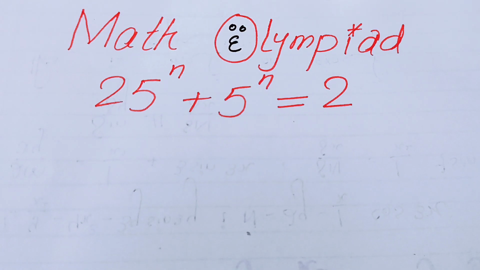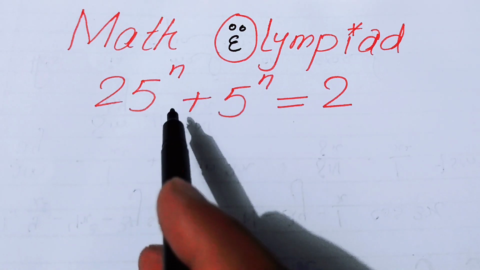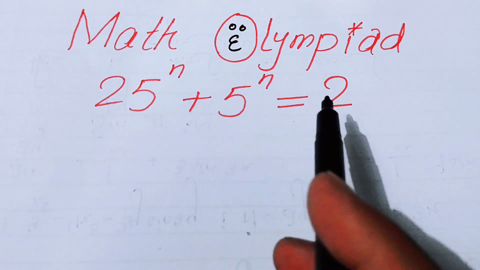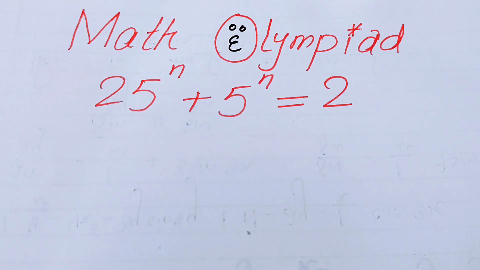In this video we are going to solve this nice algebra problem. Here we have 25 to the power of n plus 5 to the power of n is equal to 2, and we will solve this problem for the values of n.